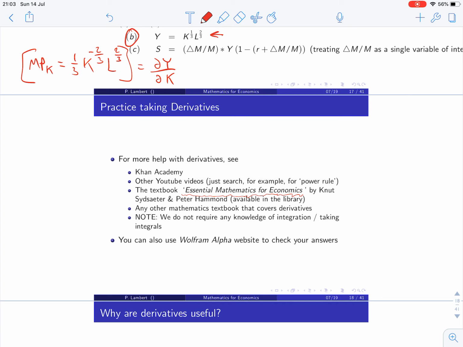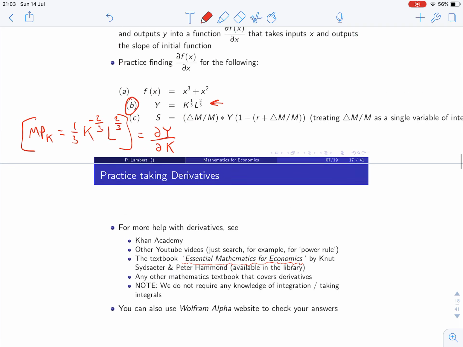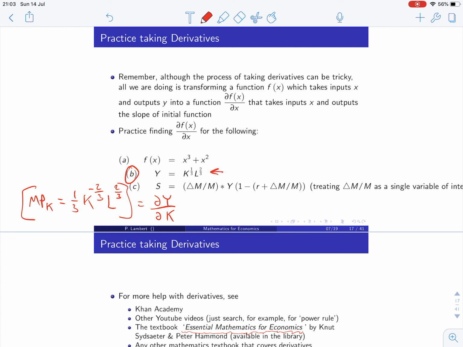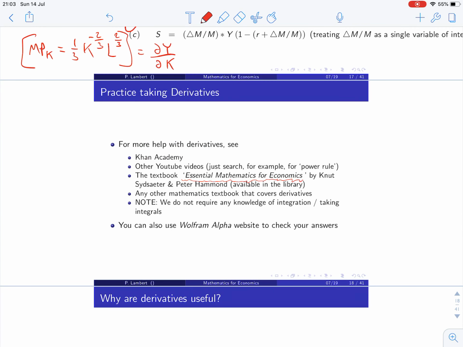Maybe spend a few hours or even a whole day on it, but the problem sets are not going to require you to take derivatives beyond examples like this. I think problem sets 2 and 3 and a little bit of 4 use derivatives.